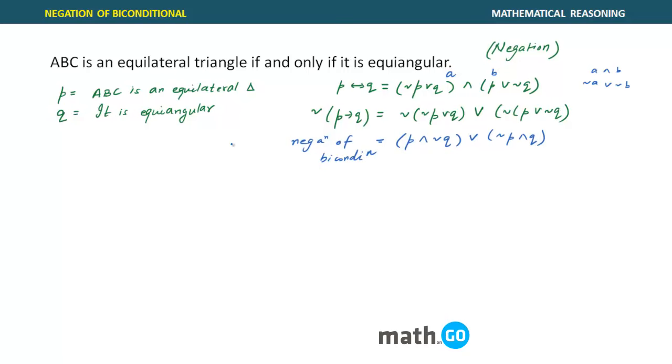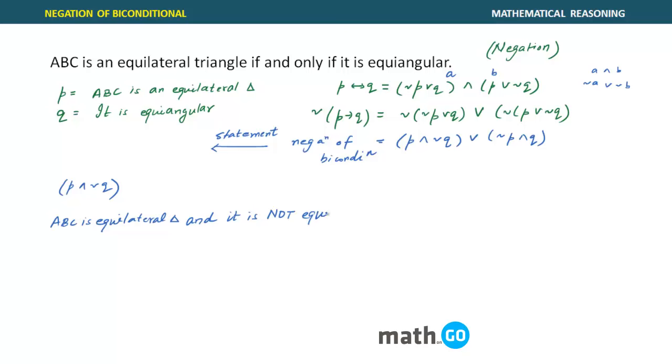Now I need to convert this back into a statement. This is mathematical reasoning and mathematical logic, converting this into a statement. The first says P intersection negation Q. So P is ABC is an equilateral triangle, right? Then you have this connector, which is AND, and negation Q. Q is it is equiangular, so negation will be it is not equiangular. Got it?